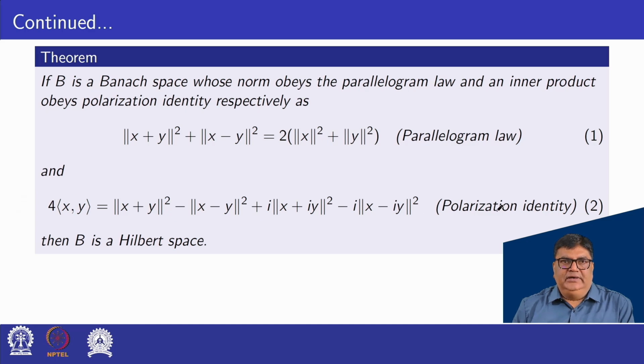And the polarization identity: 4 into inner product of xy equals square of the norm of x plus y minus square of the norm x minus y plus i square of the norm x plus iy minus i into square of the norm x minus iy, where i is the iota, i is equal to under root minus 1.